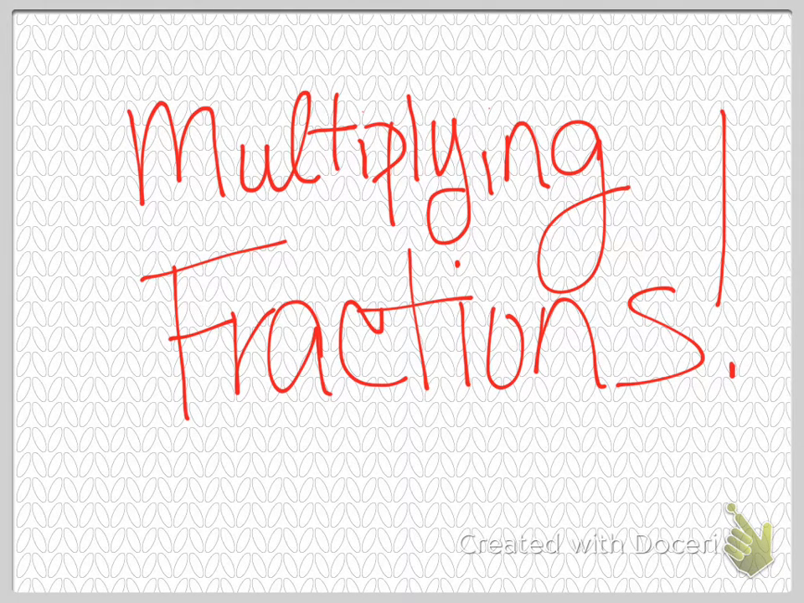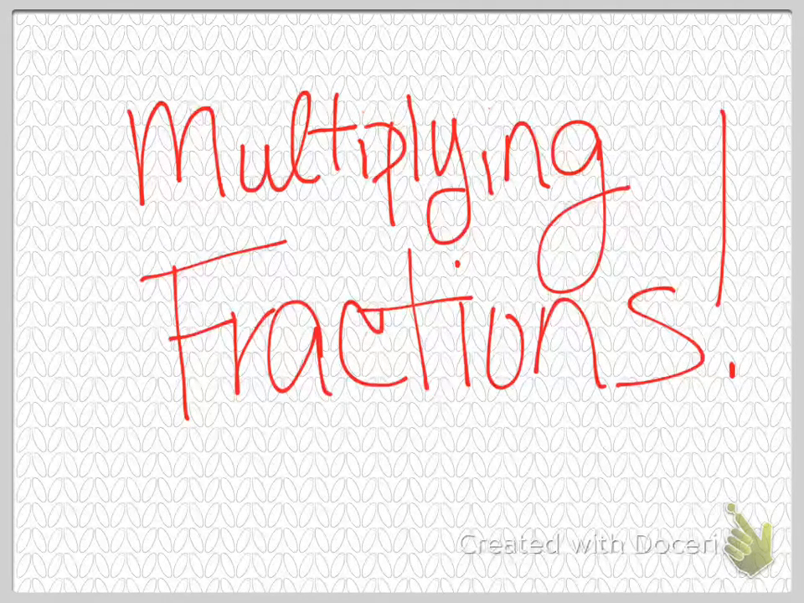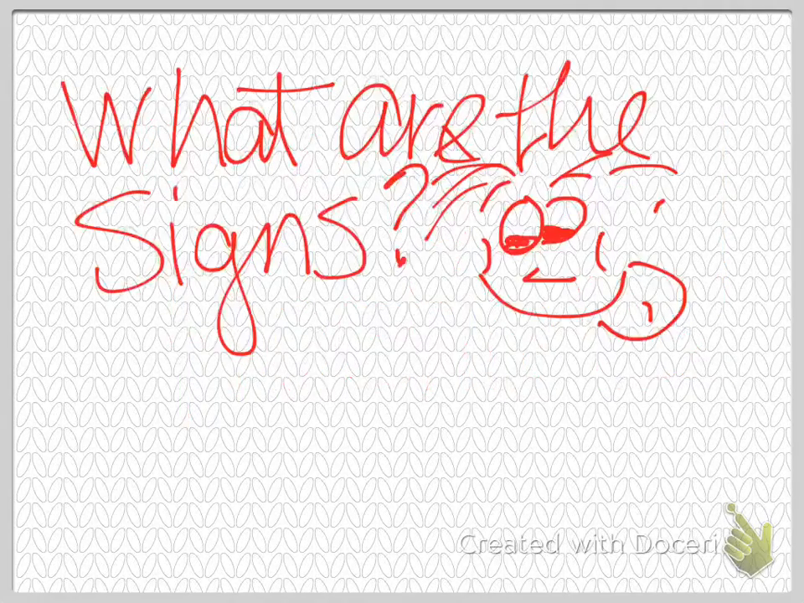Hey everyone, so let's talk about multiplying fractions. It's something that sometimes is complicated, but let's highlight and see if we can make it easier. So, what are the signs for multiplying fractions? Let me just tell you.